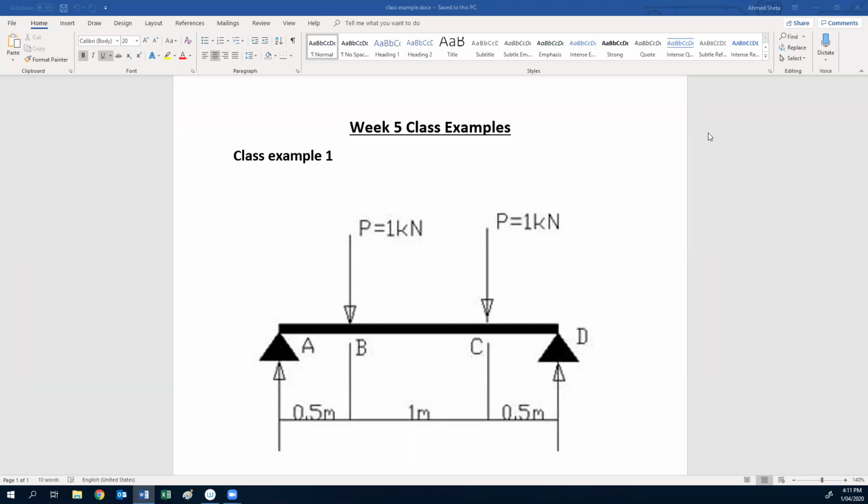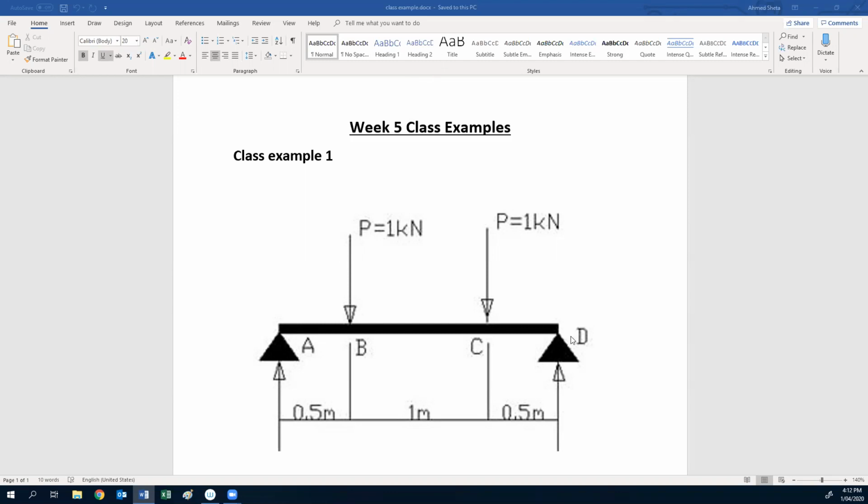Okay, today we will continue the shear force and bending moment calculation, but today we will use the graphical method. Last week we learned how to determine or calculate the shear and bending moment at some sections, but today we will use the graphical method to find the shear force diagram and bending moment diagram for the whole beam. Okay, if you remember, we have studied this beam.